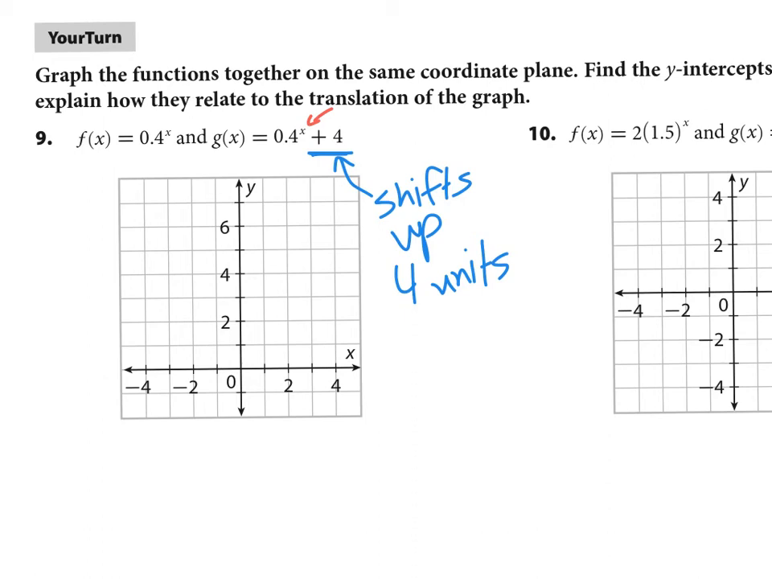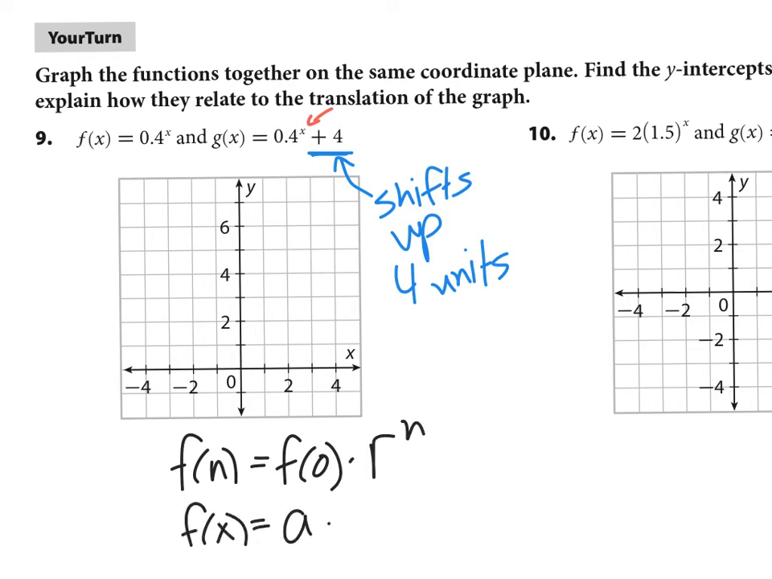Now, let's talk about the y-intercept a little bit, because we've not really focused on this, but when we talked about the form, remember we've had f of n equals f of 0 times r to the n, or in this case we've been doing f of x equals a times b to the x. Well, this is our y-intercept, or our zero term. Okay, so what's being multiplied in front of the 0.4? Well, that's 1. So 1 is our zero term. In other words, that's what initially would be our y-intercept.